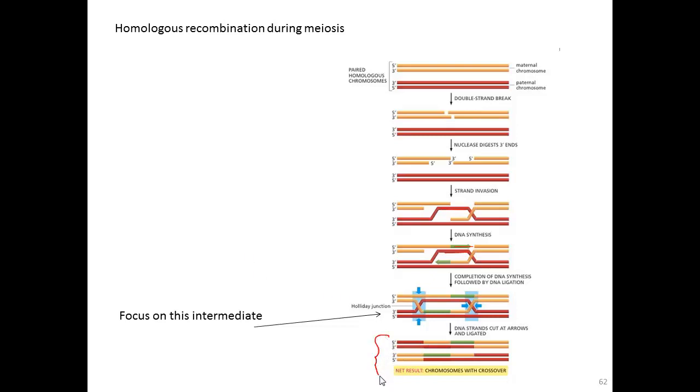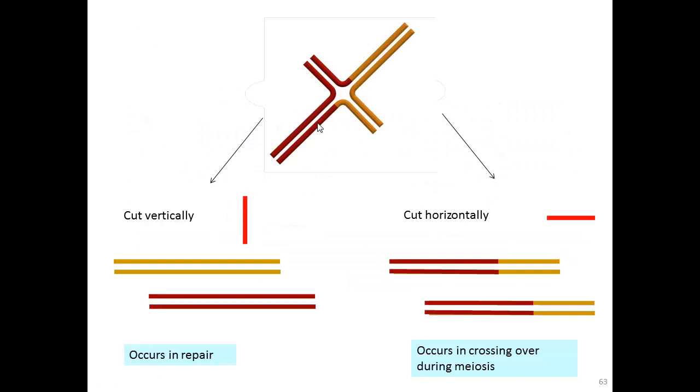Although in this case the slide is emphasizing crossing over during meiosis, which, as we showed earlier, was dependent upon the way the Holliday junction is resolved. And this is an unfolded Holliday junction. If it is cut vertically, you'll see that you have double strand repair. If you cut it horizontally, then you have a crossed over chromosome.